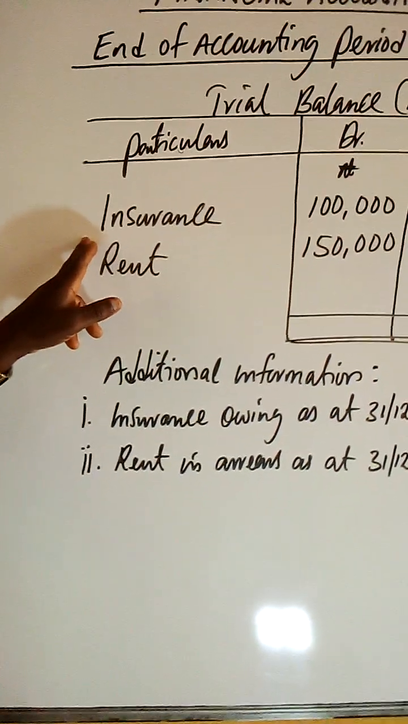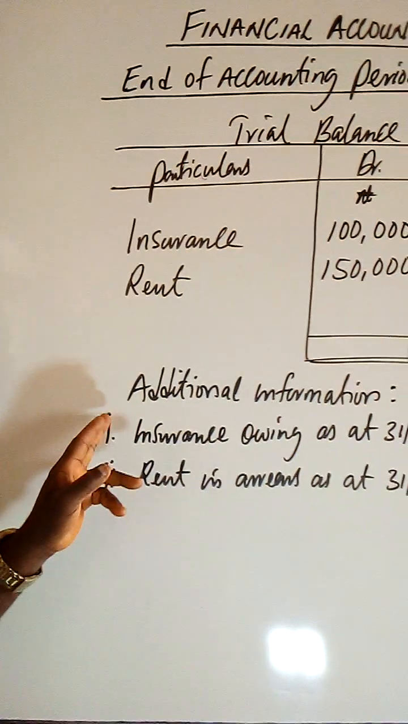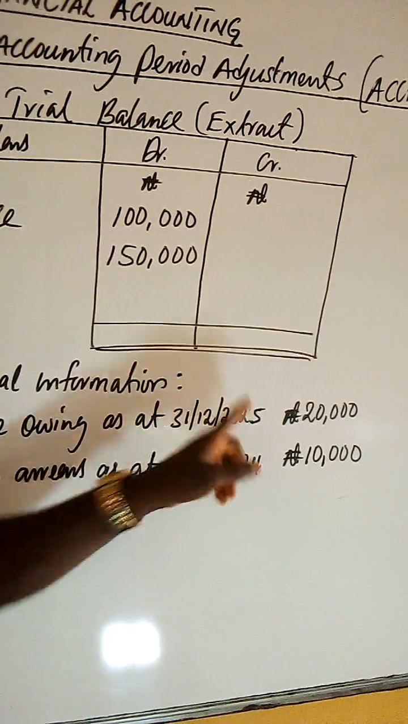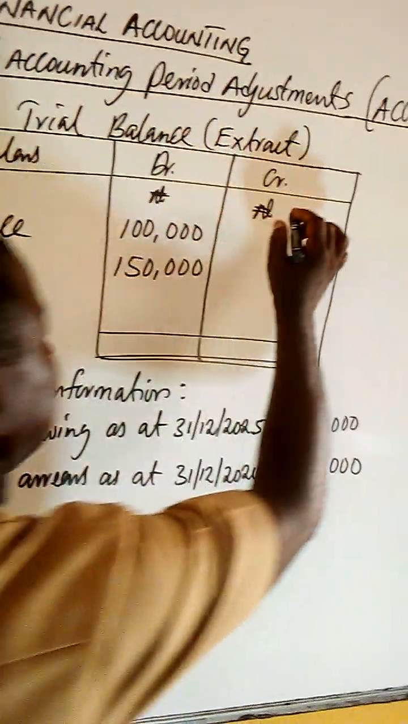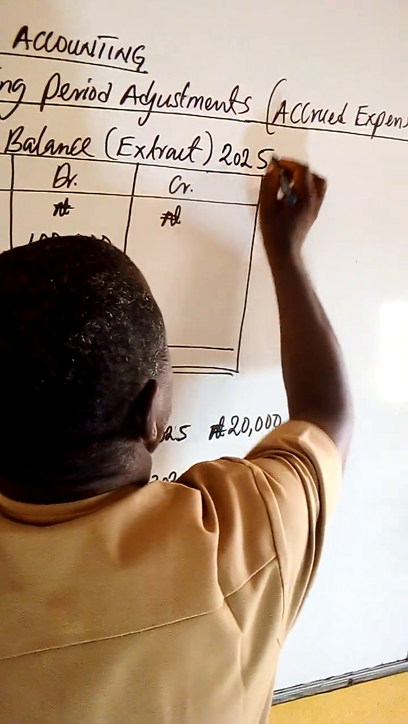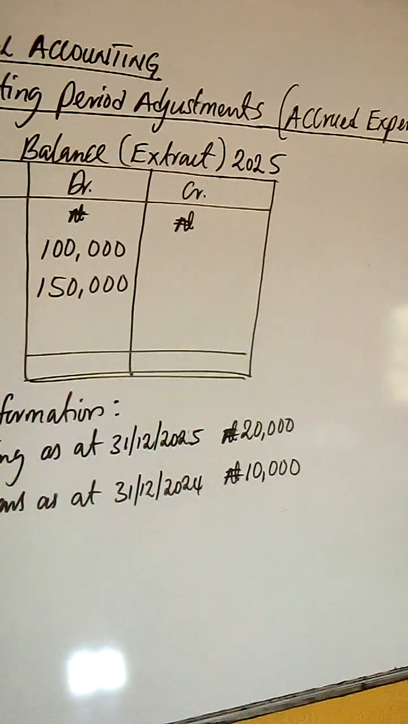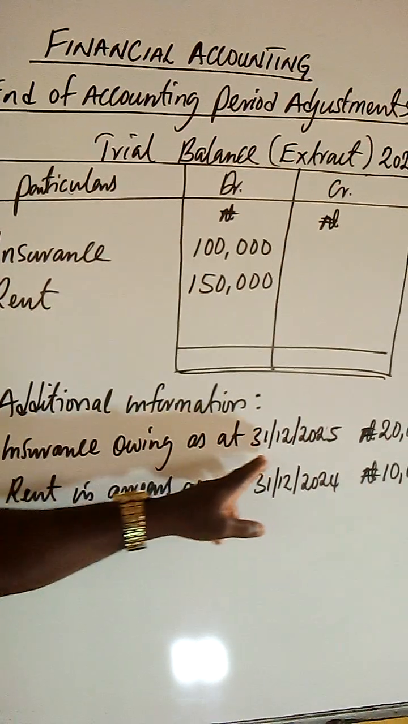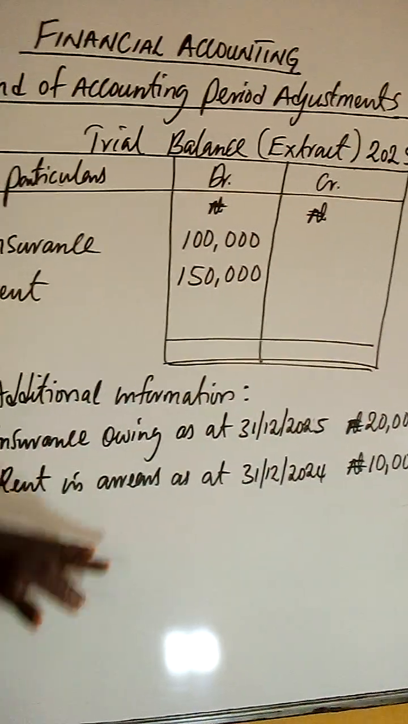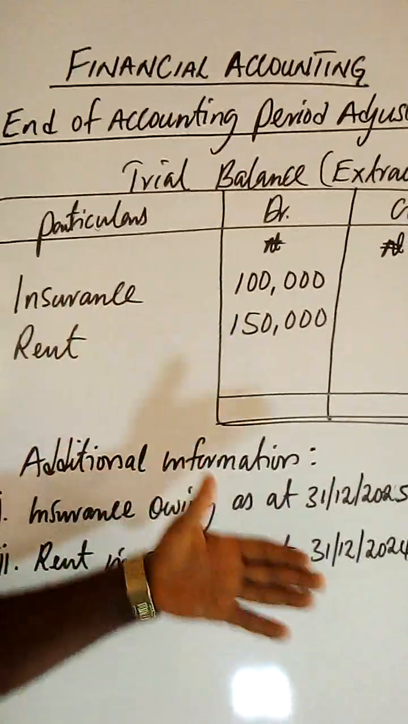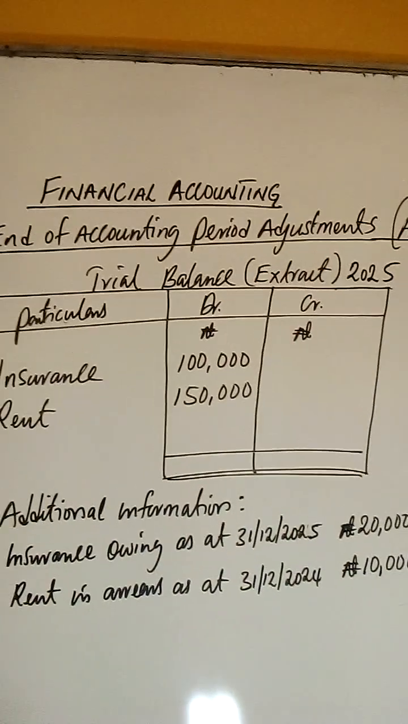If insurance paid in the trial balance is 100,000, and coming down to information one, we say insurance owing as at 31st December 2025. Mind you, we are tagging this trial balance to be 2025, which is the current year. So if the current year is 2025 and insurance owing as at the current year is 20,000, how can you incorporate this into the ledger account so that it can prove and give you the go-ahead to prepare what is called the adjusted trial balance? Let's quickly go to the proof of it.